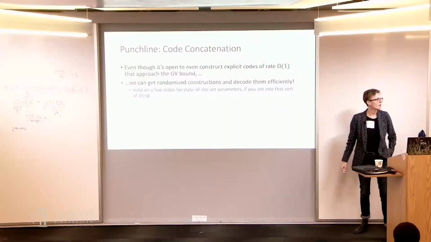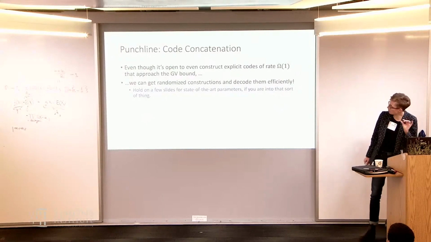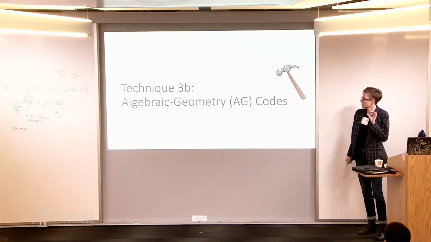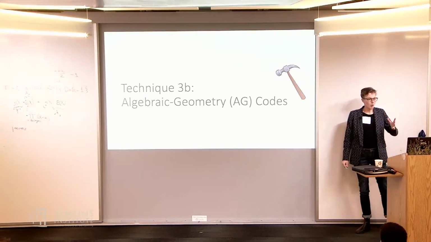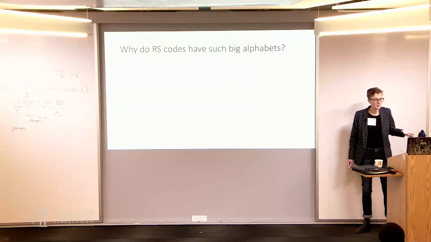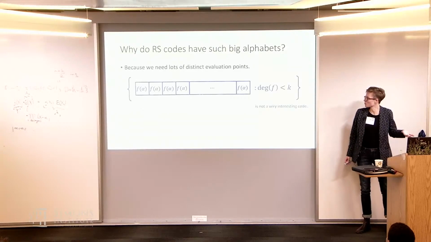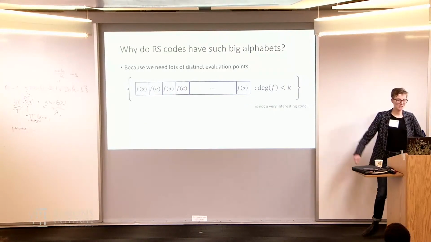Okay, cool. So let me very quickly say one other technique for alphabet reduction, and that's using algebraic geometry codes. As a motivating question, we might ask, why do Reed-Solomon codes have such big alphabets? Well, it's because we needed lots of different evaluation points, right? If I have just one evaluation point and I evaluate my polynomial at all of those points, this does not give me a very interesting code. This is just the repetition code. So we need distinct evaluation points.